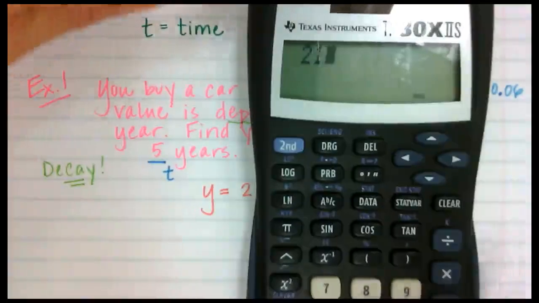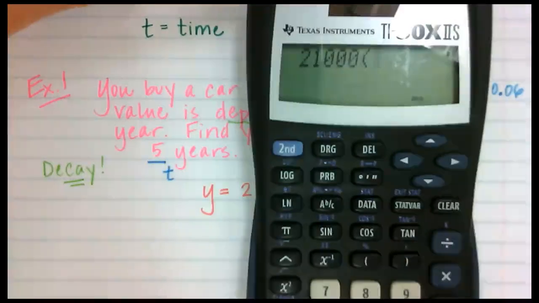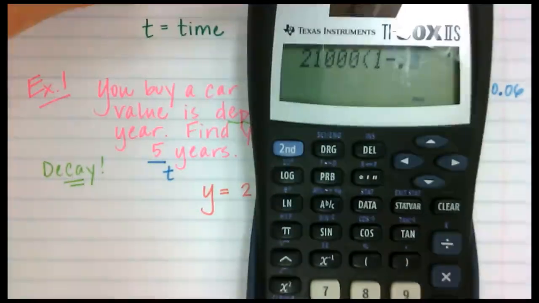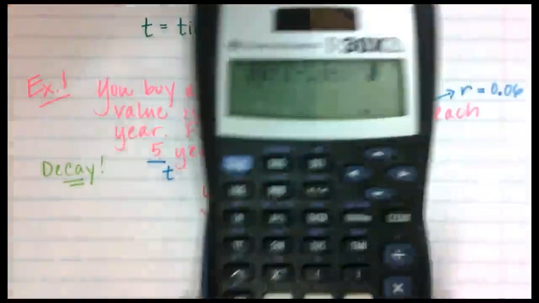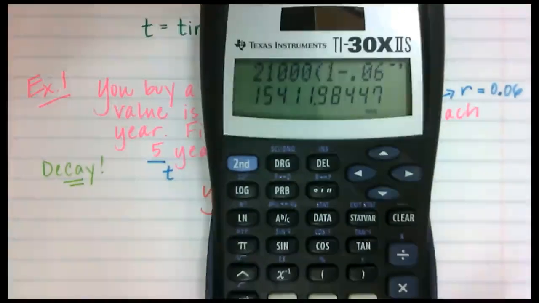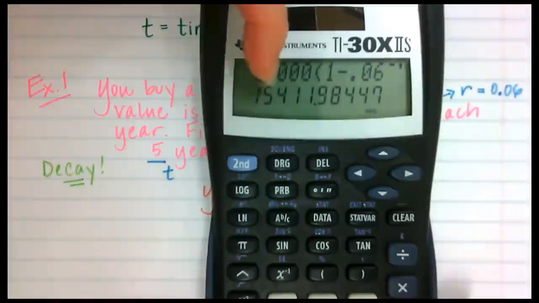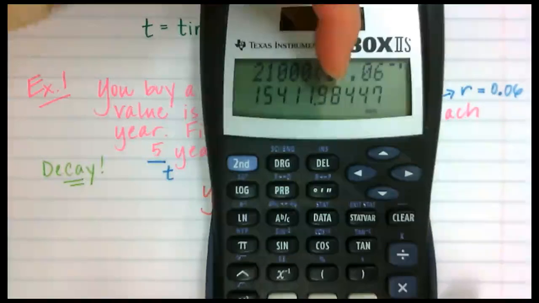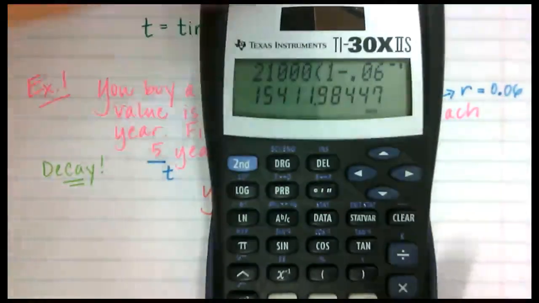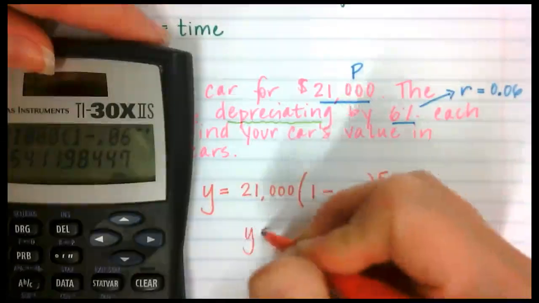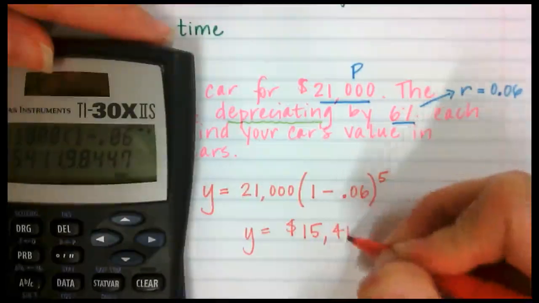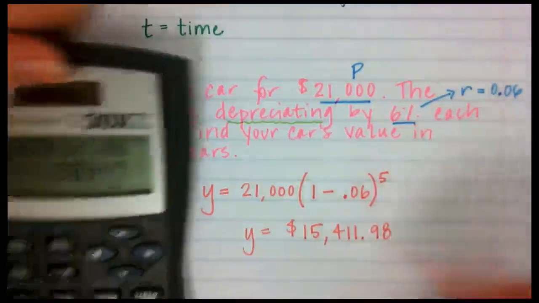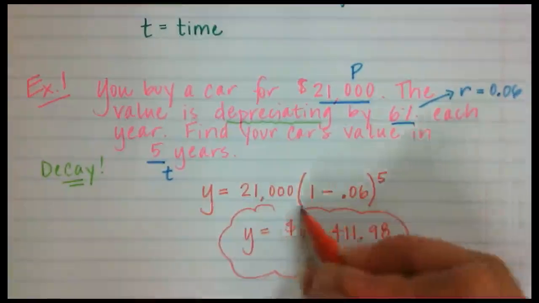So we have 21,000 parentheses 1 minus 0.06, close the parentheses, exponent 5, and then hit enter. And this gives me the car's value in 5 years. $15,411.98. So remember, money is always 2 decimal places. So the value in 5 years, $15,411.98. So that's your answer.